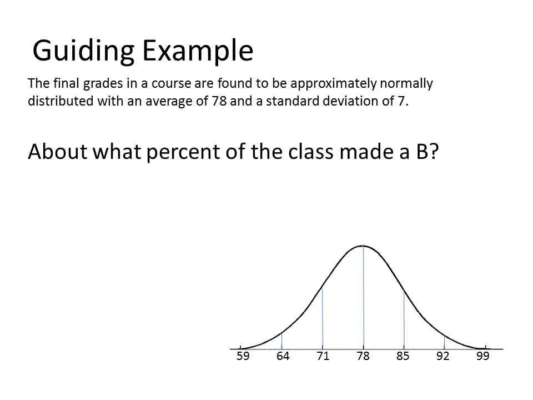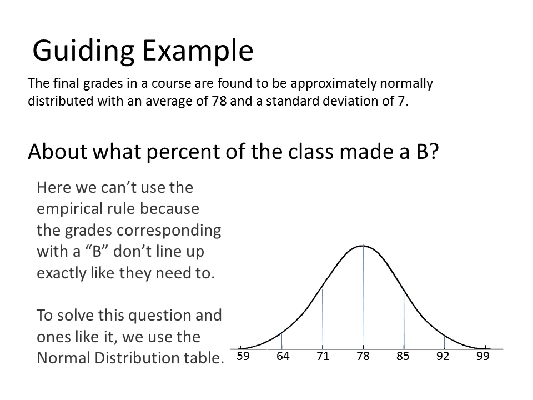So here is another similar problem. About what percent of the class made a B? Now, unfortunately, we can't use the empirical rule to solve this problem because the grades corresponding with making a B, which of course means making between an 80 and a 90, don't line up exactly on 1 and 2 and 3 standard deviations away from the average. To solve this question, and questions like it, we need to use the normal distribution table.